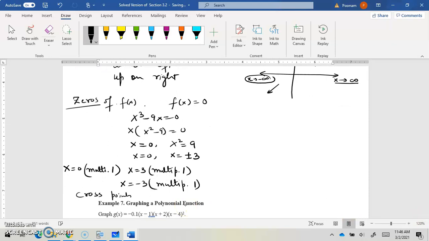Okay. So what do I know until now? This is my graph grid. Somewhere at 0, there is an x-intercept. It's a cross point. Somewhere at negative 3, it's an x-intercept. Somewhere at 3, it is an x-intercept. The graph goes down on the left side. The graph goes up on the right-hand side.